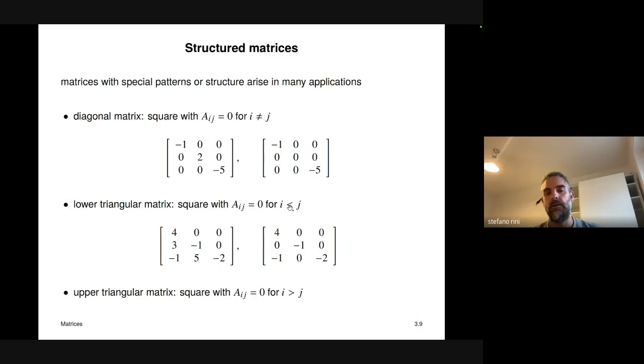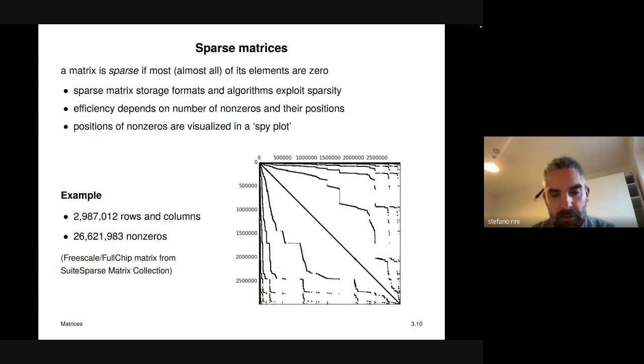Diagonal matrices only have elements that are non-zero along the diagonal. Lower triangular, upper triangular, they are the matrices that you expect. And now something nice, that you probably haven't encountered before, but which is very, very important for us, is the idea of a sparse matrix. A sparse matrix is a matrix in which most of the elements are zero.